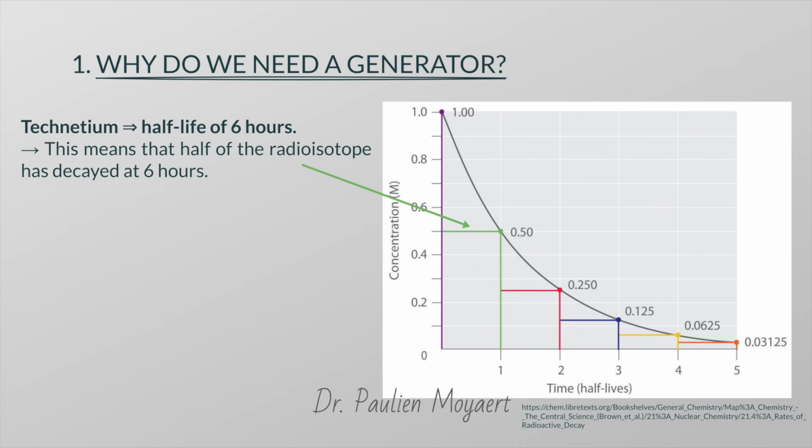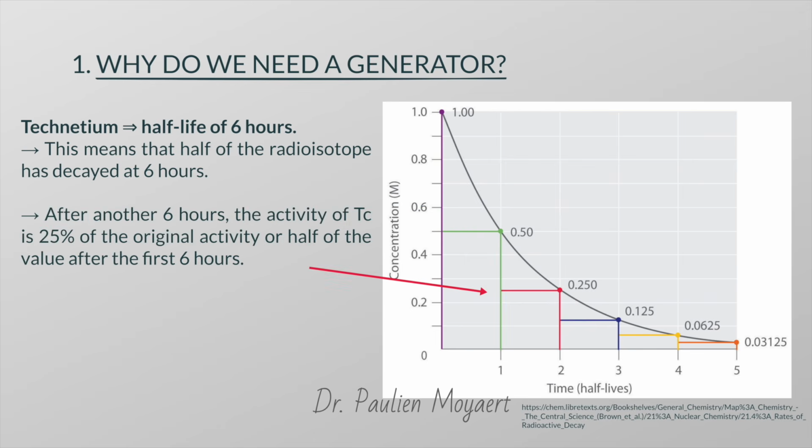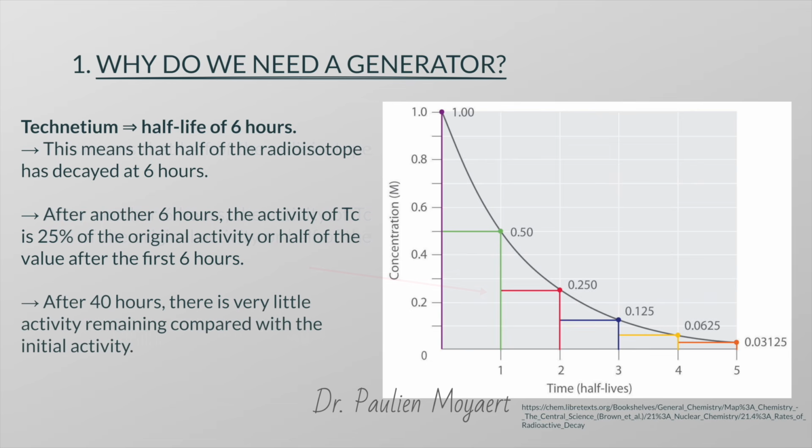Technetium is a radioisotope that has a half-life of 6 hours. This means that half of the radioisotope has decayed after 6 hours. After another 6 hours, the activity of technetium is 25% of the original activity or half of the value after the first 6 hours. After approximately 40 hours or 7 half-lives, there is very little activity remaining compared with the initial activity.